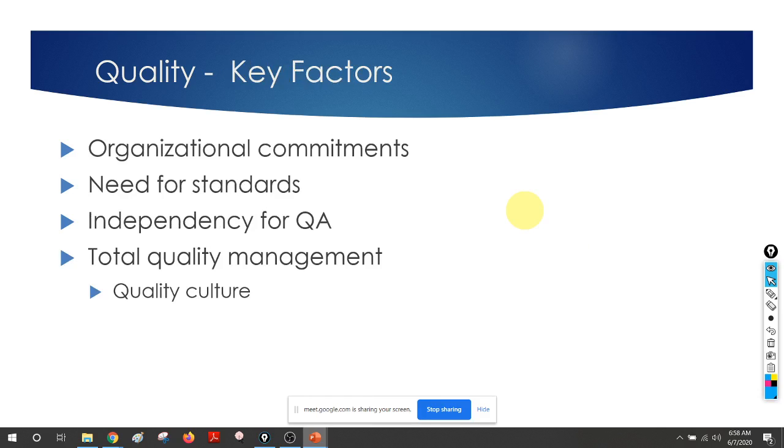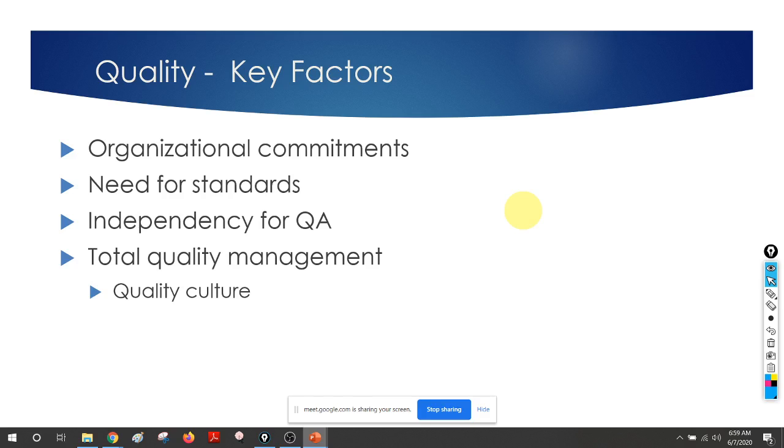So what are the key factors when it comes to quality? If you want a proper quality product, we have to think about these things. The first one is organizational commitment. Your organization's management has to commit to quality. Some people are not committed to quality. If your organization is highly quality conscious, then the workers are also going to follow that. So organizational commitment is needed.